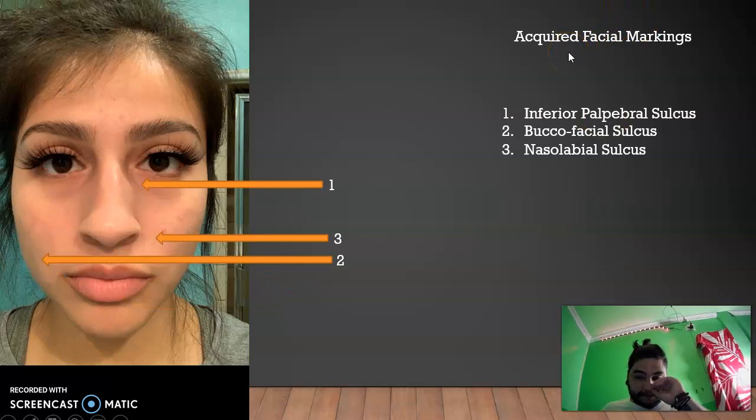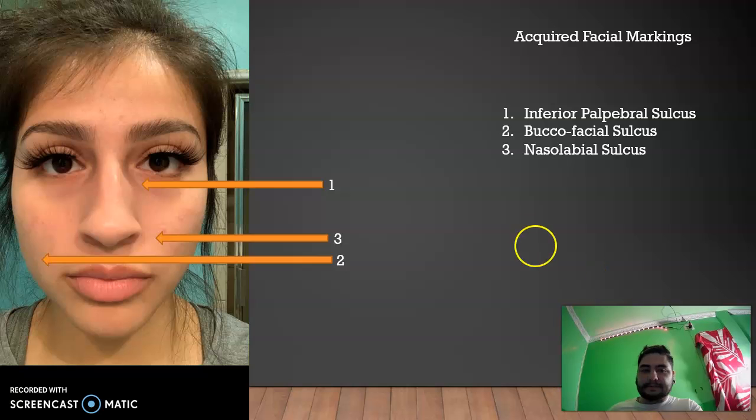Now her acquired facial markings, she doesn't really have much. She has the anterior palpebral sulcus, buccofacial sulcus, and the nasolabial sulcus.